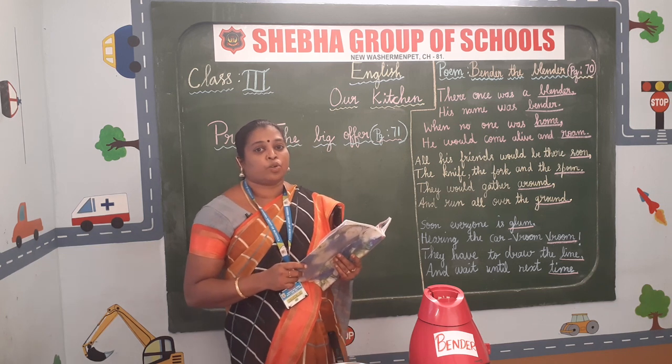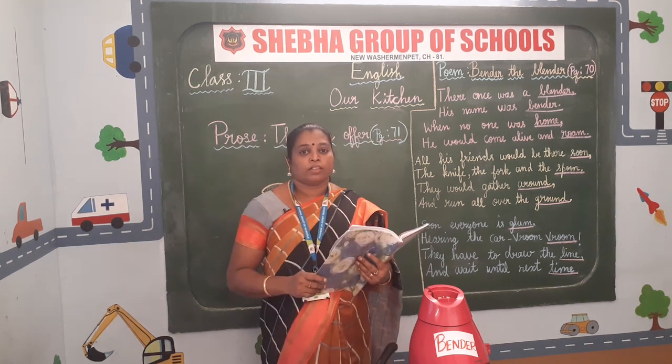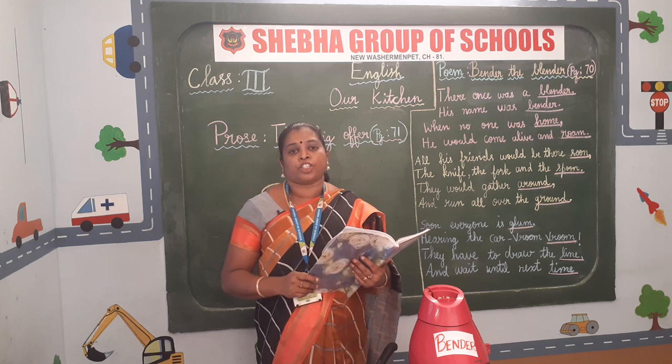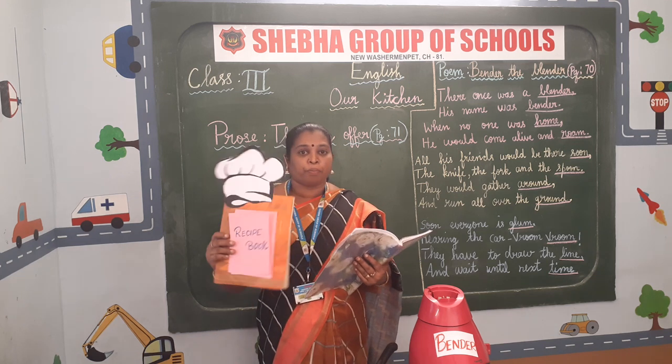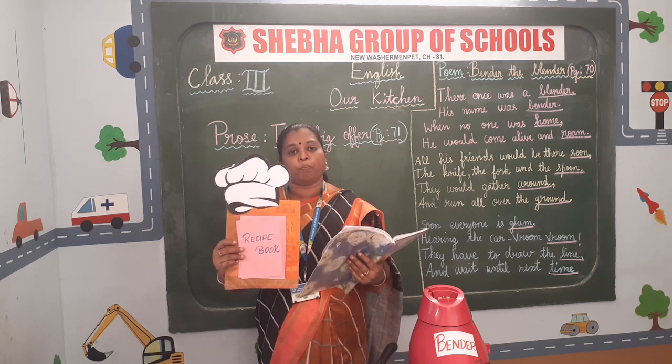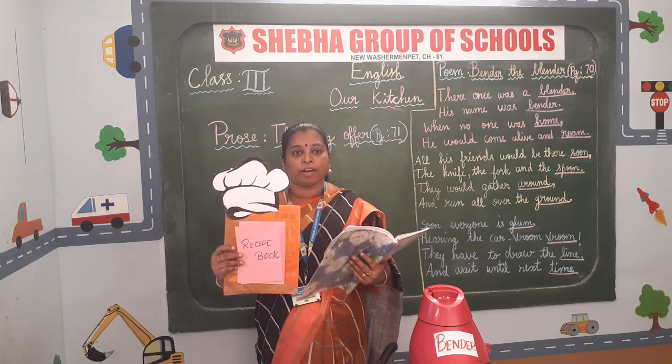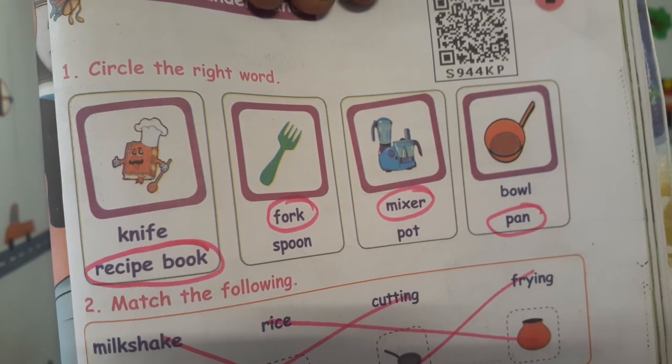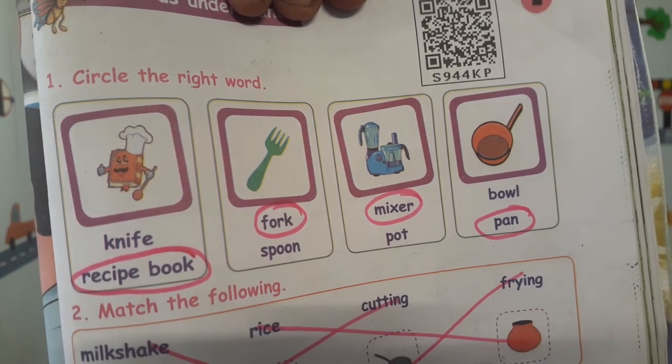This is the story, children. Timely help is very important, children. Like the recipe book, you should also help your parents and friends. Okay, children? Students, now we are going to learn the book exercise.